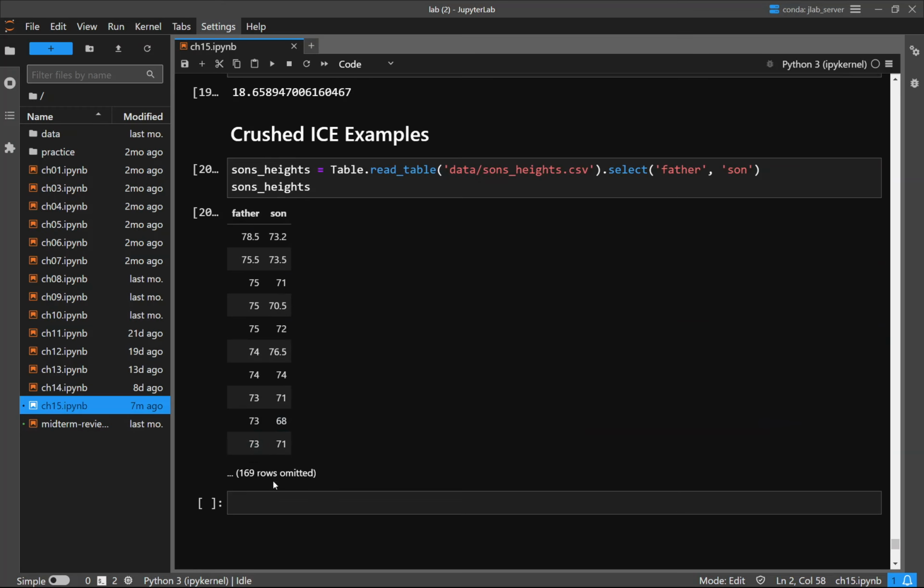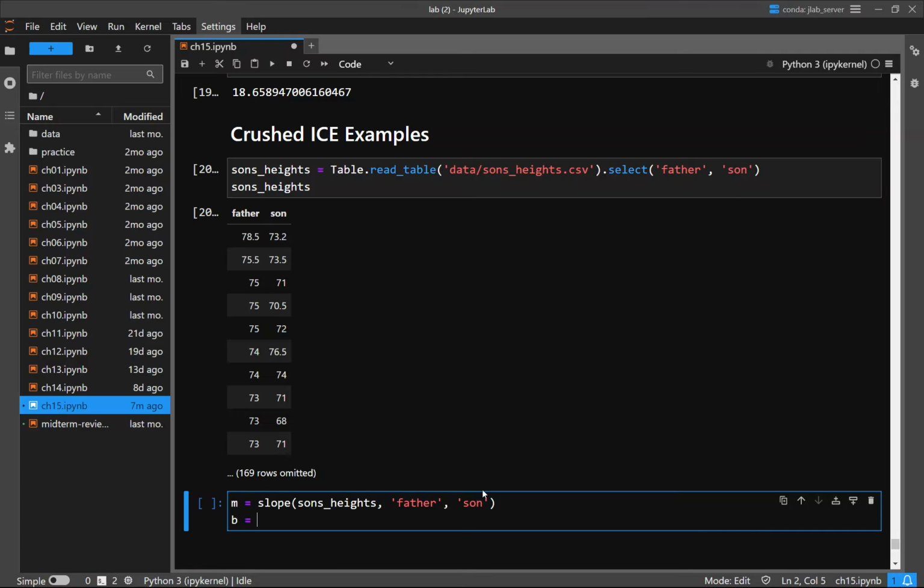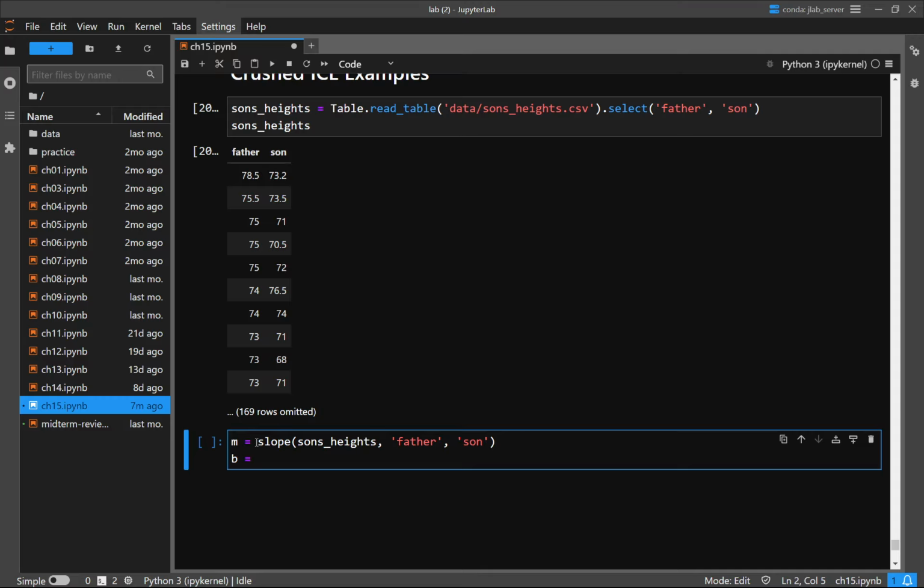And so I want sons_heights there. So m is my slope, right? Give me the slope for the sons_heights table, where it's father on the x and son on the y. Father predicting son. And then b is your y-intercept, right? mx plus b. So that's the intercept now. Just let the function do the hard work for us to find the y-intercept for that best fit line.